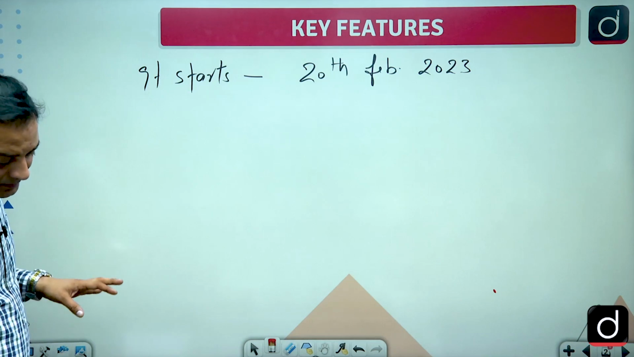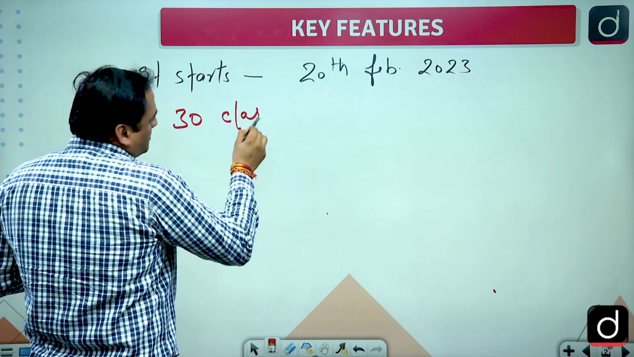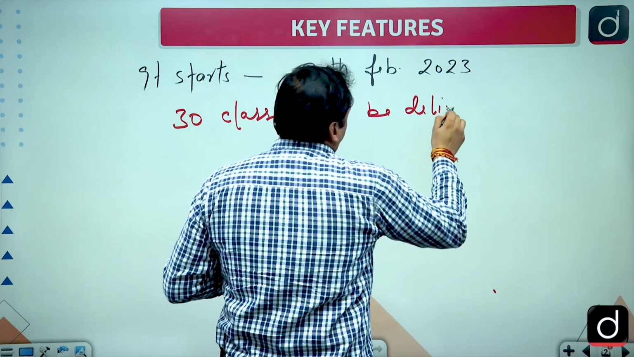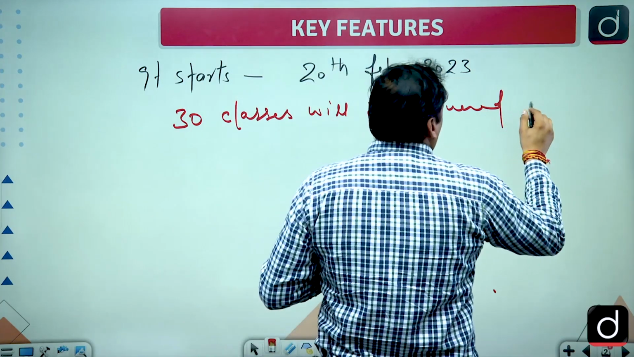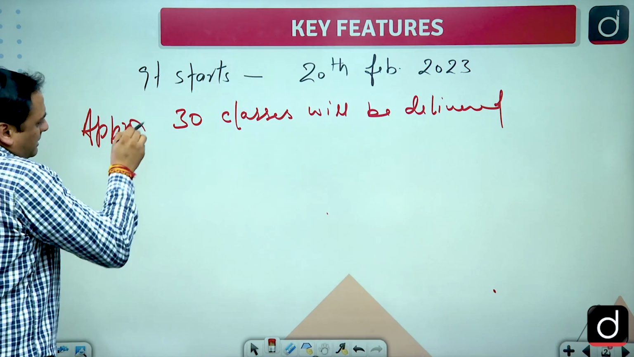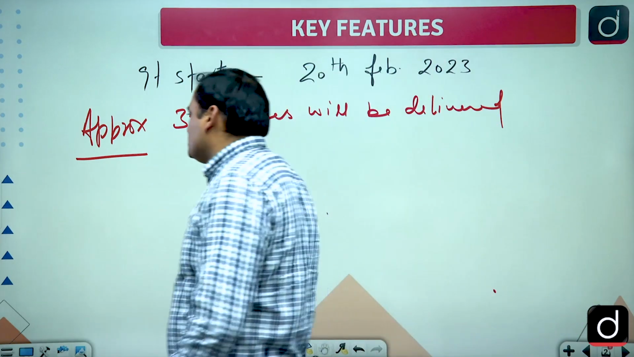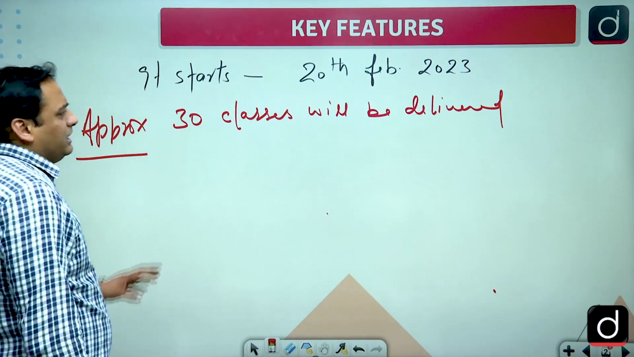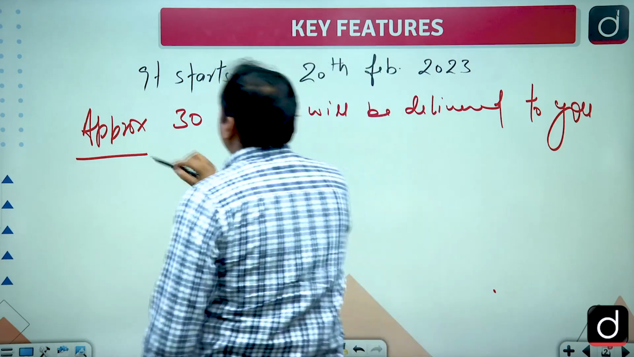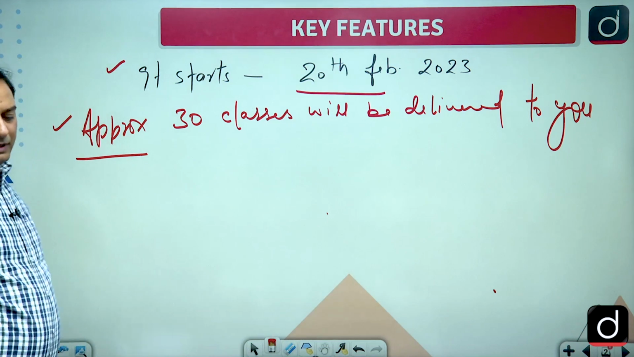And the second thing: 30 classes will be delivered. This 30 is approximate. It doesn't have to be exactly 30 classes; I think 1 or 2 classes may be more or less, so around 30 classes almost. So 30 classes will be delivered to you. This is the second thing that you need to understand. The first one is the date given here, and the second thing is 30 classes will be delivered to you.